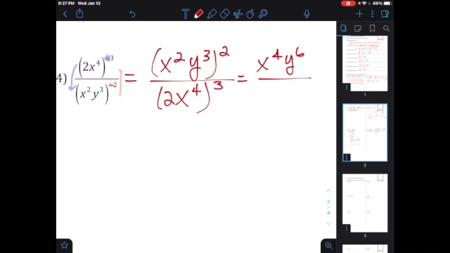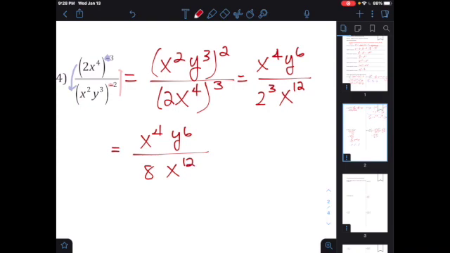On the bottom, that base is 2x to the 4th, so that whole thing is there 3 times. So that's 2 to the 3rd power, x to the 12th power, because 2x to the 4th 3 times is x to the 4th, x to the 4th, x to the 4th. So 3 times 4 is going to be 12. So now you can actually combine them. So you can have x to the 4th, y to the 6th. On the bottom is 2 times 2 times 2, 3 times, that's 8. And you have x to the 12th.